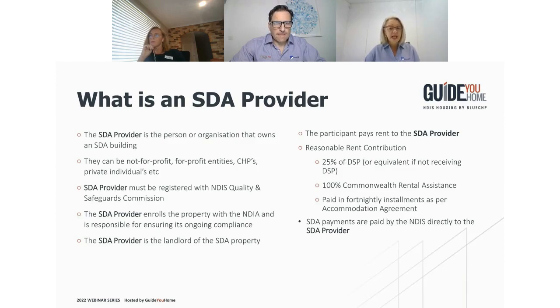What the participant has to pay is what's called a reasonable rent contribution. And I think most people would be familiar with that phrase. Essentially, it's 25% of their disability support pension or an equivalent amount if they're not currently receiving the DSP. 100% of the Commonwealth rental assistance is also payable, and for most people renting that, they will be eligible for that. And that is paid in fortnightly instalments, just like most other rental payments are.